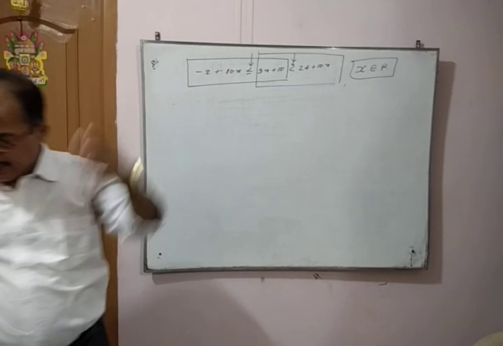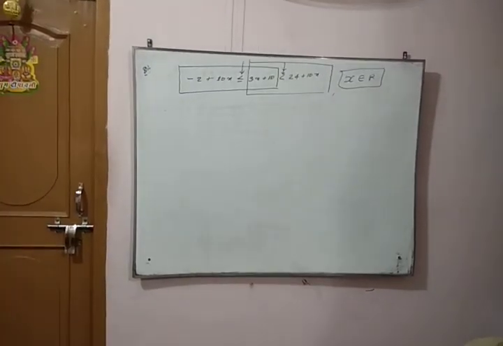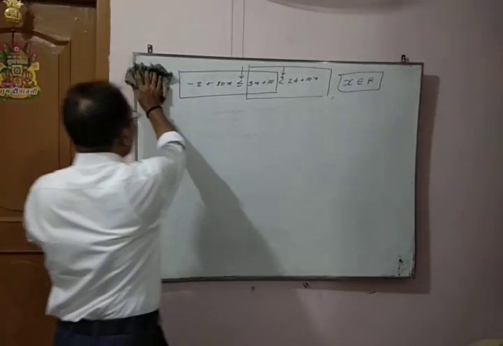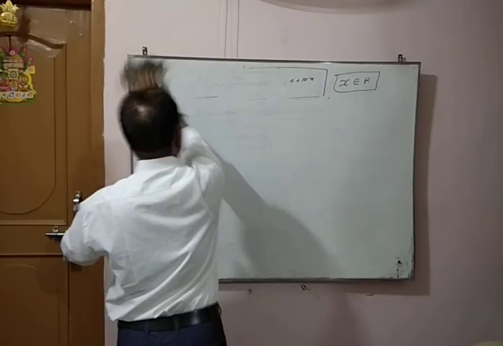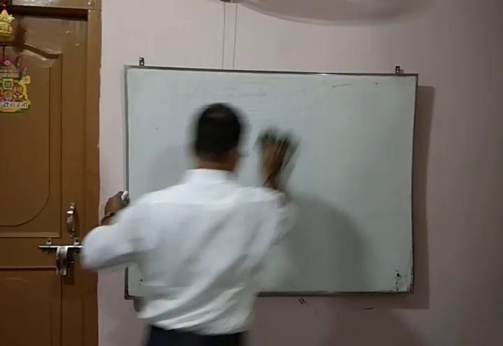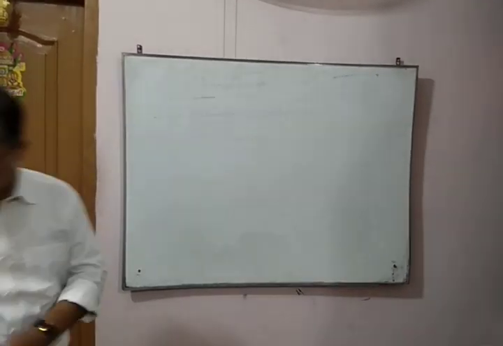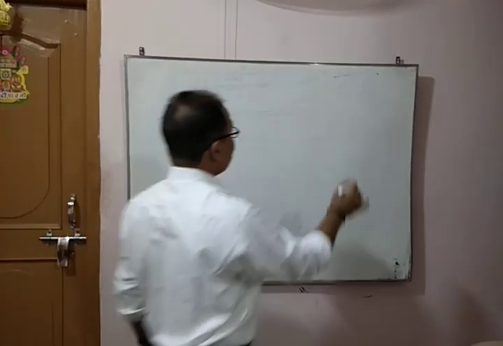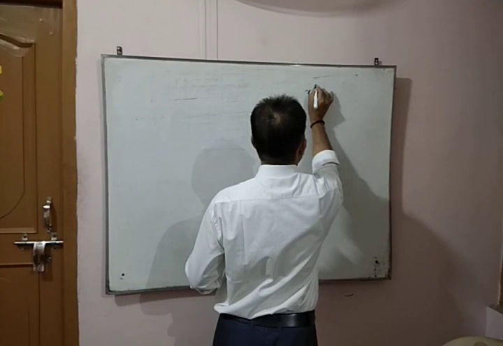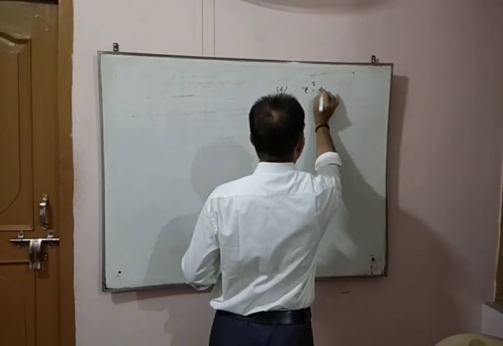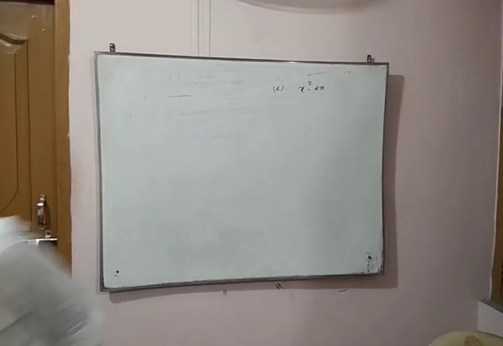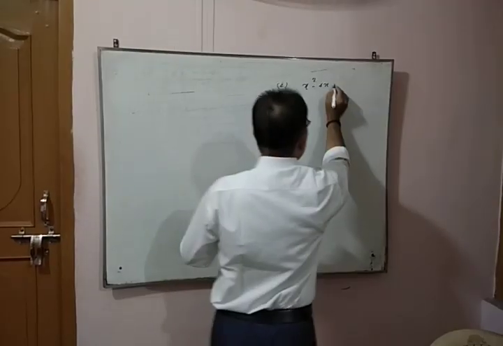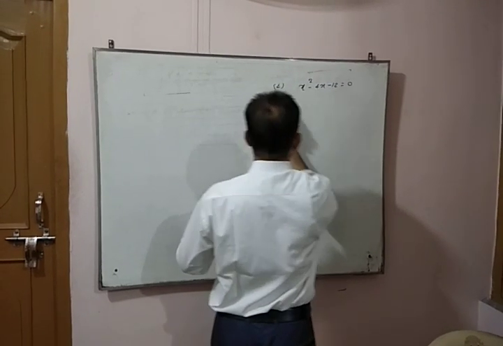Now children, you come to the next exercise, that is quadratic equations. In the quadratic equation, different types of questions will be given to you. First of all, you see that these are the quadratic equations. Suppose x square minus 4x minus 12 equal to 0.